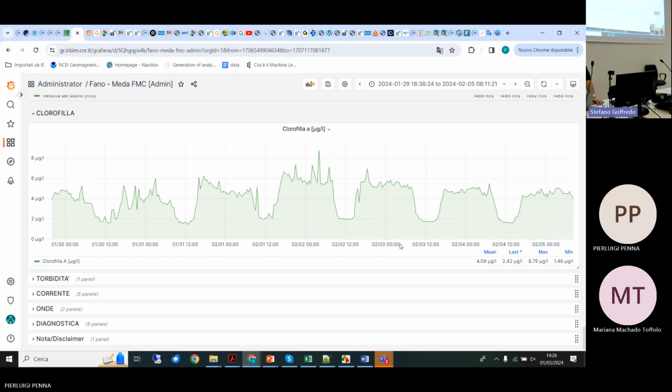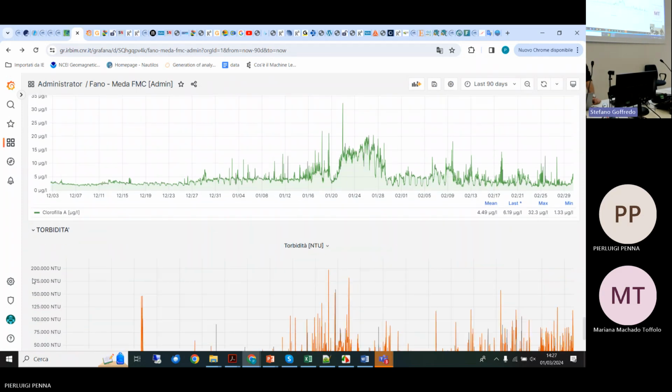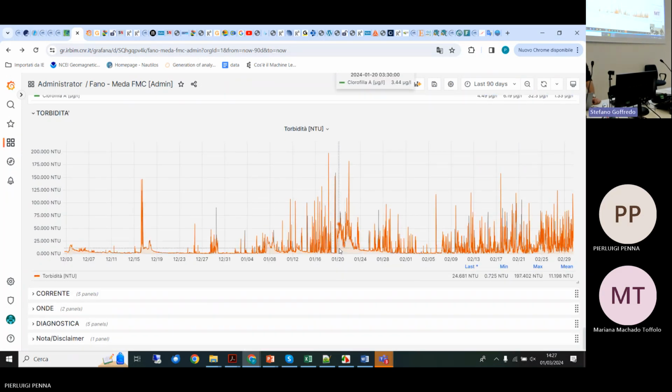Question from biologists. What is this? Night and day. And then day chlorophyll, yes. The normal daily cycle of phytoplankton. Okay. Satellite is not able to capture this. Turbidity. Obviously, when there is some resuspension, the turbidity is higher.